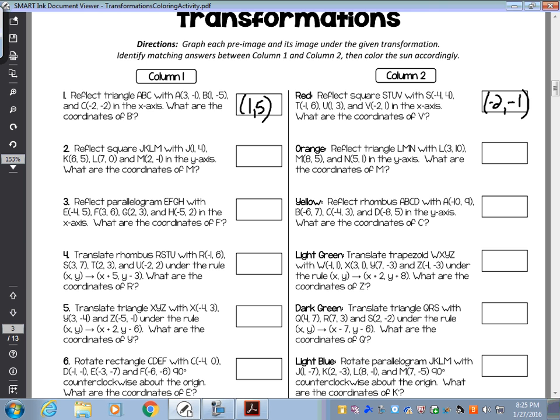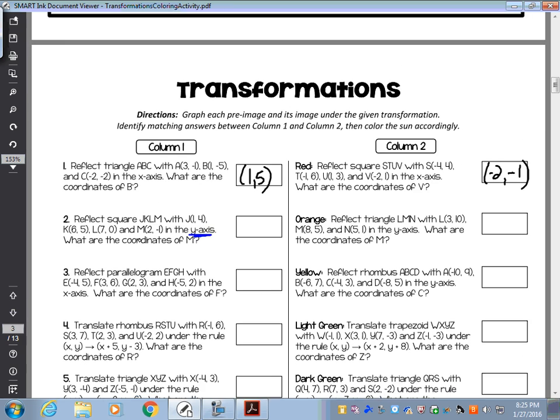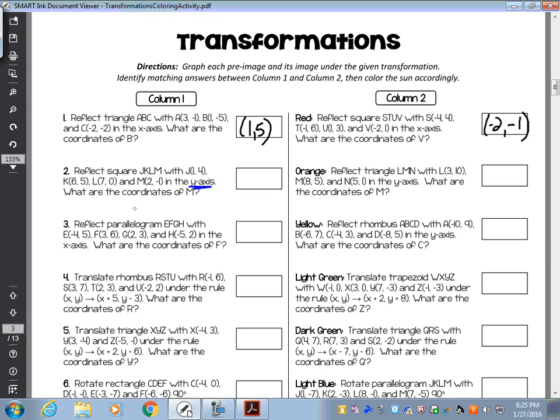On 2, the key word here is they want us to reflect in the y-axis, okay? So our rule, because it's y, now the y is going to stay the same, and the x is going to change. Here's the shortcut. Instead of graphing, and I know you can graph it, because they want us to know the coordinate of M. We know M is 2, -1. Remember, reflecting in the y, the y stays, the x changes. So then that means that the answer here would be the x changing: -2, -1.